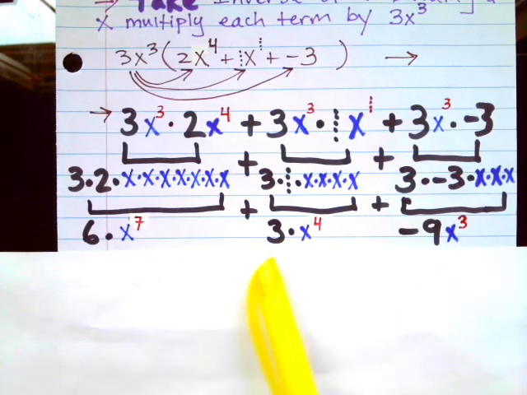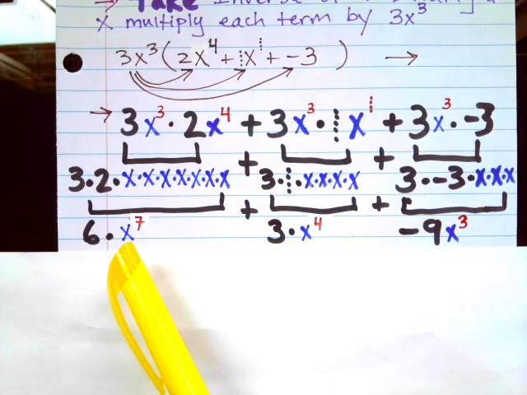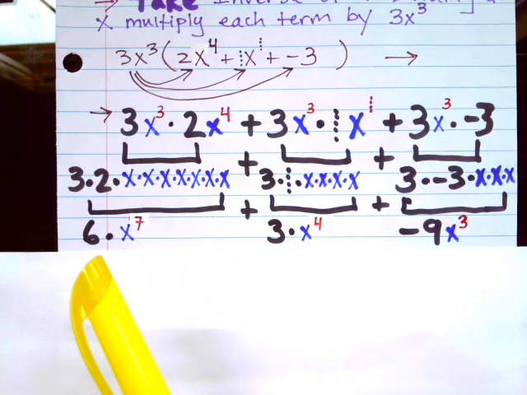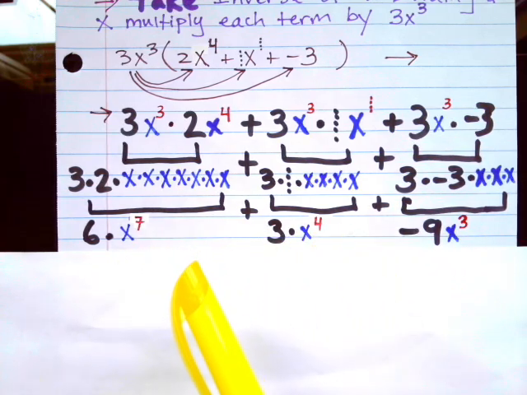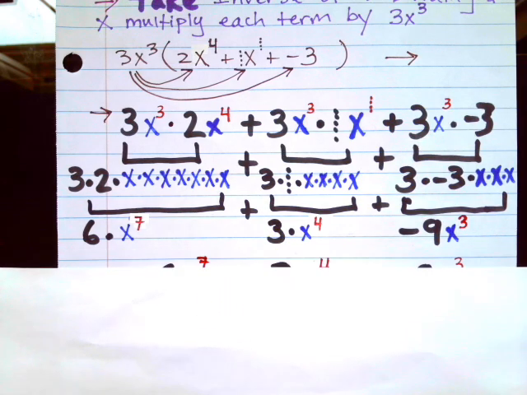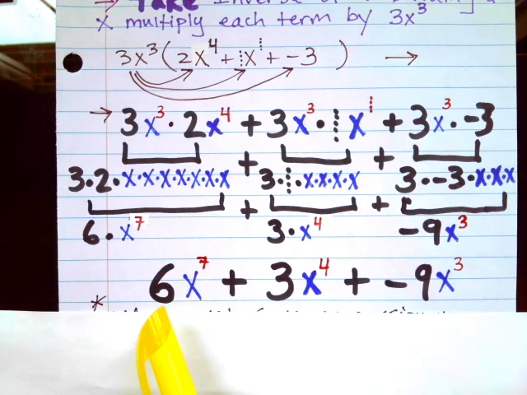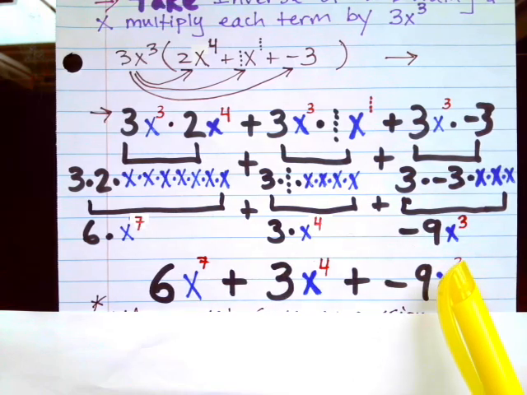Now, I'm just going to put all these terms together. I'm going to combine like terms. Like terms means that you have the same variable, in here it's the letter x, and they have to be to the same exponential power. So these are actually three different terms. I'm just going to rewrite these with a big plus sign in between, and then you can see I have 6x to the 7th power plus 3x to the 4th power plus a negative 9 times x cubed, or x to the 3rd power.